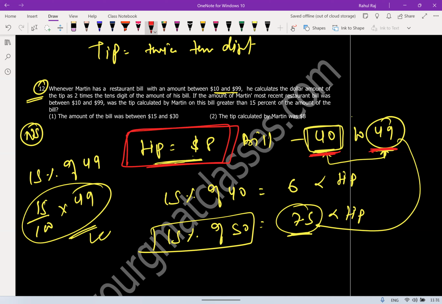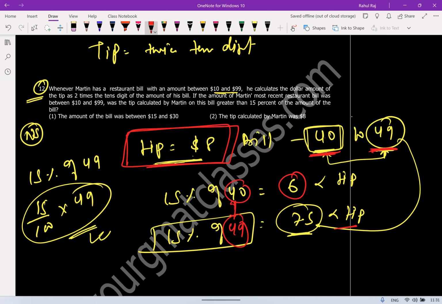Now I know that my bill amount can be between 40 to 49. So I've calculated 15% of 40, I've got 6, which is less than the tip. Now if I calculate 15% of 49, and even this comes less than the tip, then between 40 to 49, exactly 15% will behave in the same way, right?